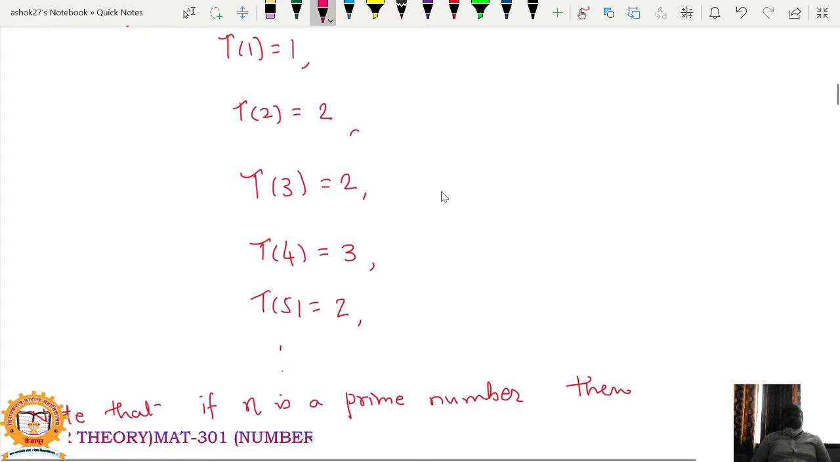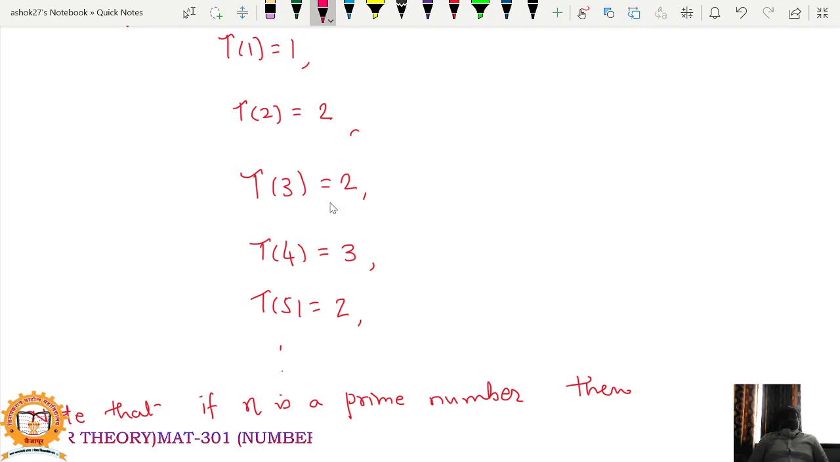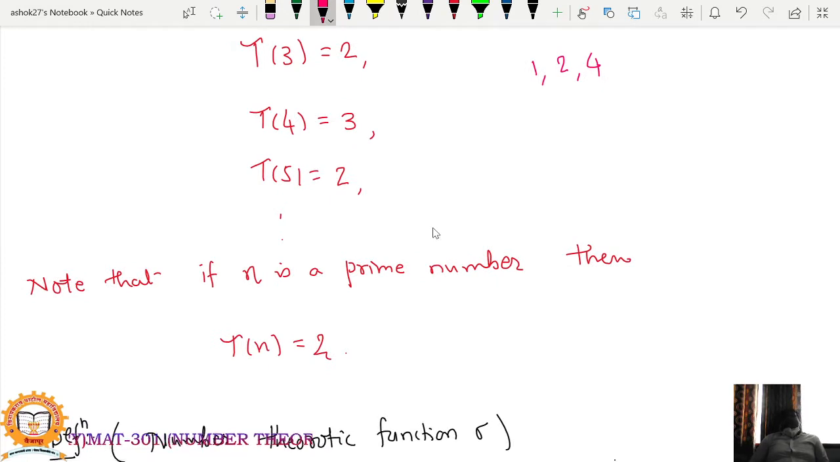For 3, again there are only two divisors, that is 1 and 3. So the number of positive divisors of 3 is 2, and therefore tau of 3 will be 2. Similarly for tau of 4, what are the positive divisors of 4? These are 1, 2 and 4. So therefore tau of 4 will be 3. Similarly tau of 5: again there are only two positive divisors for 5, and therefore tau of 5 will be 2. In a similar way you can find it for the remaining integers.